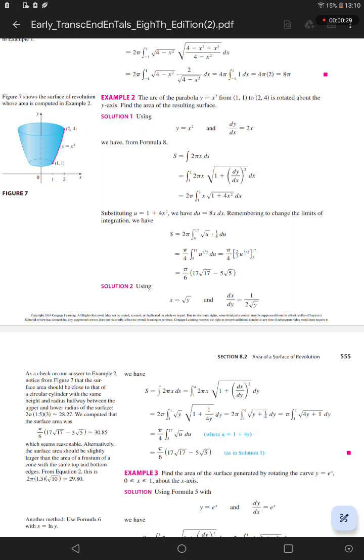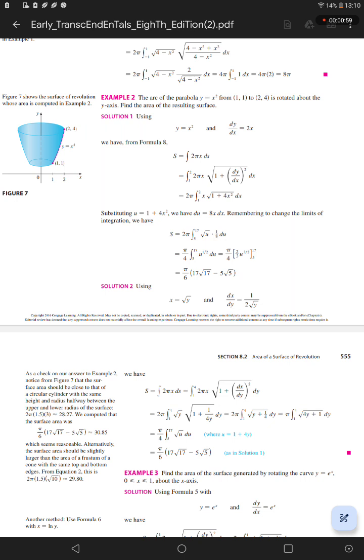There is a point 1 and 1 and a point 2 and 4 along y equals x squared, forming a conical shape, parabola. Back to the text.